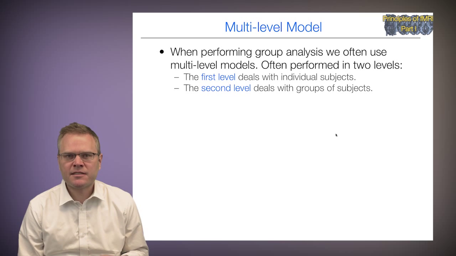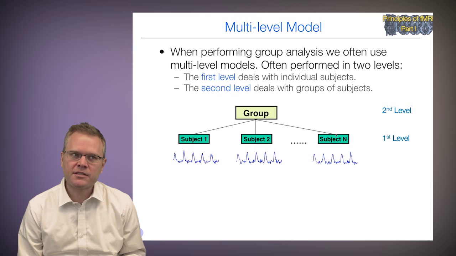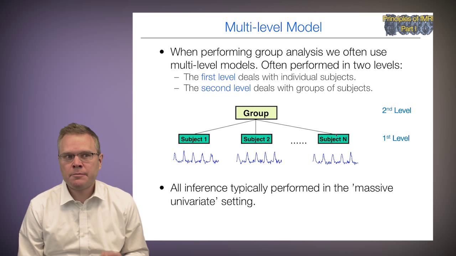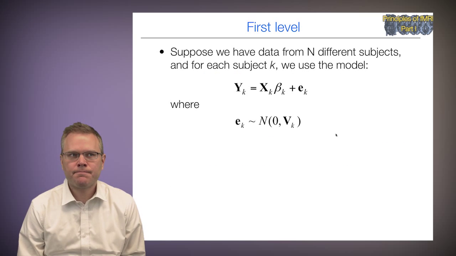When performing group analysis, we often use multi-level models, as Tor described in the previous modules, and they are often performed in two levels. The first level deals with individual subjects, and the second level deals with groups of subjects. Here's a little cartoon of that, where we have a first level model with n different subjects, and then a second level model where we combine the subject data. Again, all inference is typically performed in this massive univariate setting. This is why it's so important that all the brains are aligned to one another, because we want the voxels to mean the same thing across subjects.